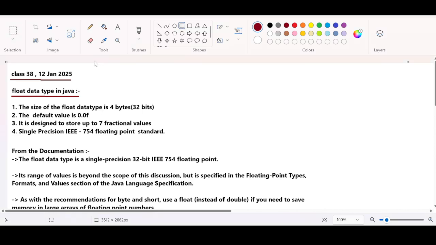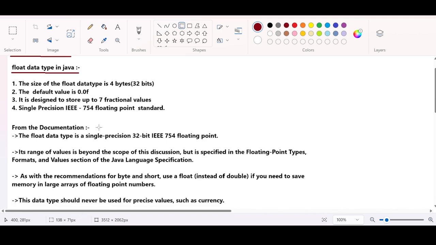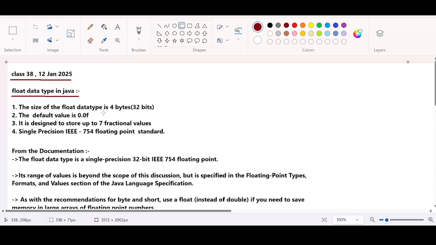So we have just discussed the float data type in Java yesterday, and we have also discussed something like the IEEE 754 standard, right? So let us do a small recap. We usually know that the size of the float data type is 4 bytes, which is a collection of 32 bits. The first point is very clear. The second point is the default value is 0.0f.